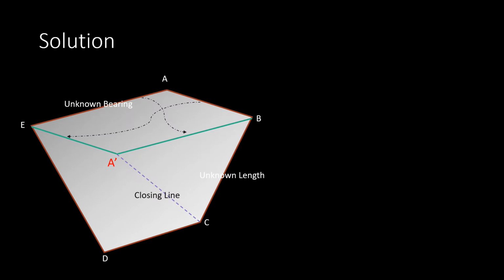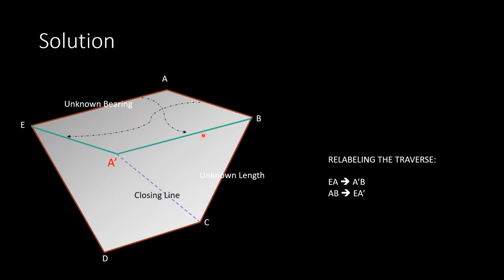The following figure shows the reconstructed traverse. EA is now A prime B and AB is equal to EA prime. So our traverse is E, A prime, B, C, D, E. Observe that A prime B and BC, the courses with omitted measurements, are now adjacent to each other.